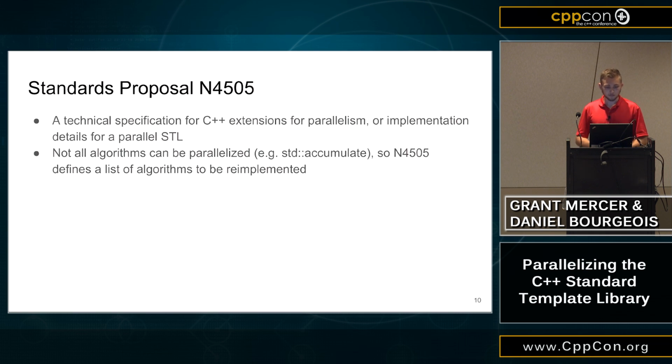And this is where the standards proposal N4505 comes in. It's a technical specification for C++ extensions for parallelism, which pretty much means it's implementation details for how to get a parallel STL. When you're writing this, it's important to realize that not all these algorithms can be parallelized. We have standard accumulate, for example, where one value will depend on the previous. So this cannot be parallelized theoretically.